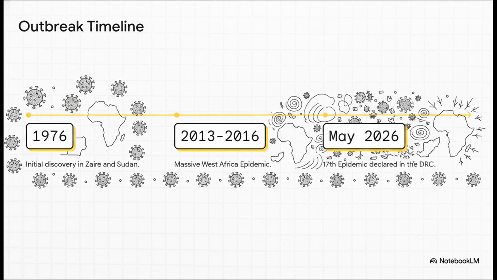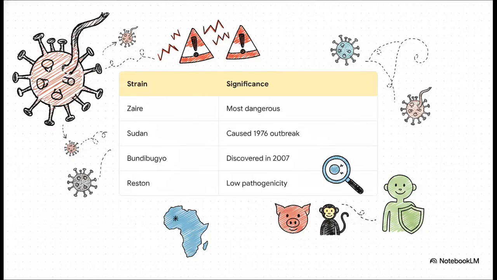And the threat definitely hasn't vanished. In fact, as recently as May 2026, a 17th epidemic was declared in the Democratic Republic of the Congo. This virus is absolutely a recurring antagonist in modern history. But here's the thing. Not all Ebola viruses are exactly the same. We're looking at different strains here.